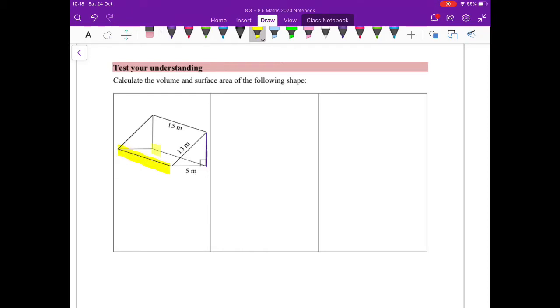But remember, let's first identify the parallel faces. So all of those yellow lines are 15 meters. Then I'm going to look at this line, which is 5 meters, and it's parallel to that. So both of those are 5 meters. Then I'm going to have a look at the hypotenuse. And the hypotenuse is this length here that is parallel to that. So that is the hypotenuse.